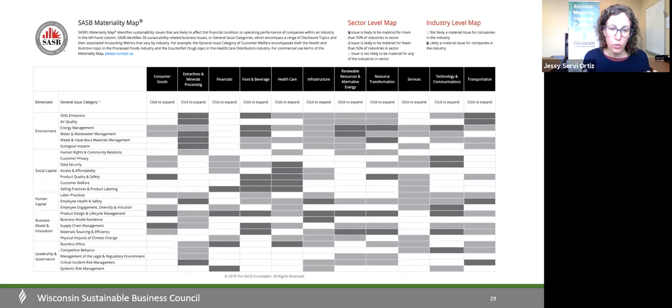So if you go to their website, it's the SASB Materiality, you can go and find your sector and see what their most material issues are. And it's a good starting point as a tool. So I wanted to make sure you all knew that.